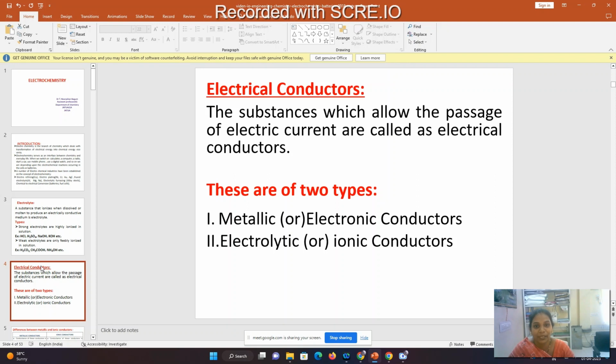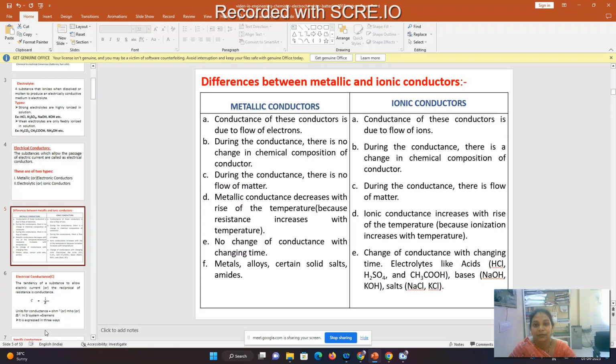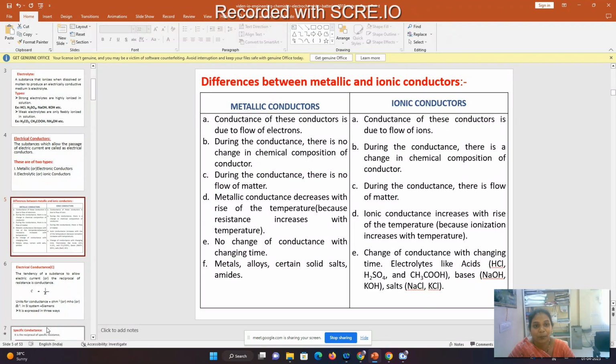Next, I would like to discuss about electrical conductors. The substances which allow the passage of electric current are electrical conductors. These are of two types: metallic or electronic conductors, and electrolytic or ionic conductors. So now let us discuss the difference between metallic and ionic conductors. Metallic conductors: the conductance of these conductors is due to the flow of electrons. Ionic conductors: the conductance of these conductors is due to the flow of ions.